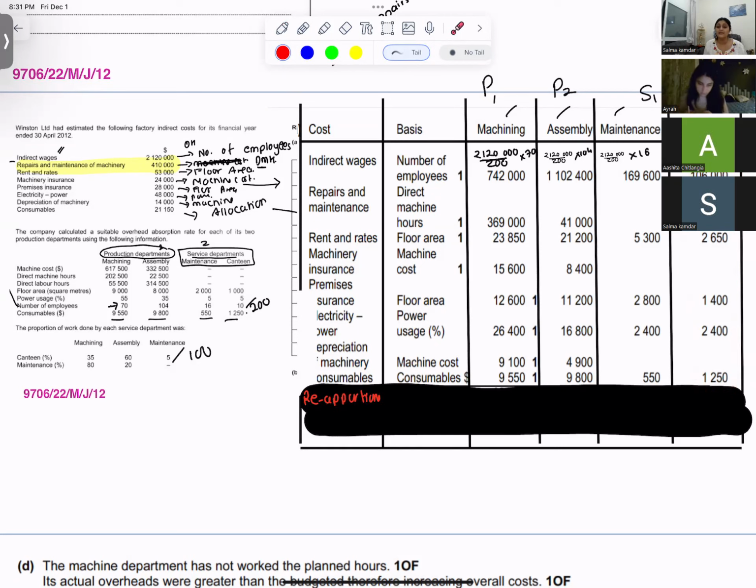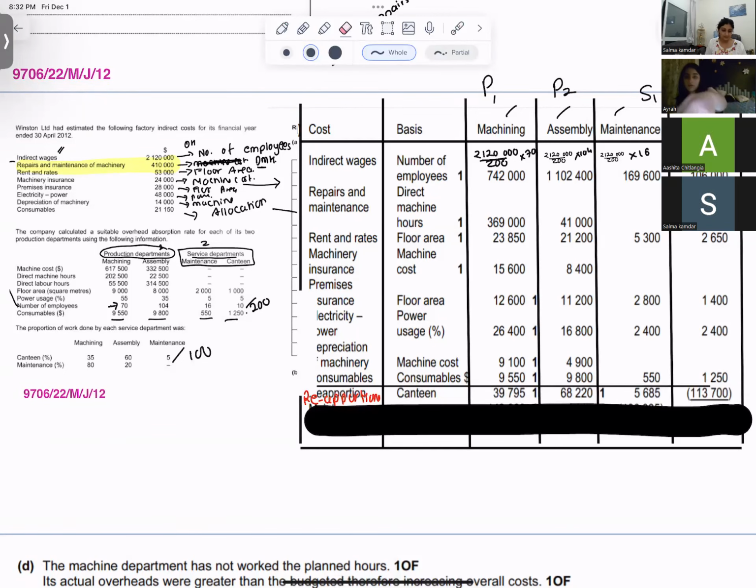I already calculated. I doubt you'll have a calculator or no. How much time does it take? I was confused about what to calculate. Now I got it. You do the total of all these, 107700, and you have to find the total. So what is the total of the canteen department cost? 107700. How did you get 107700? Oh, wait, it's 113,700. Yes, 113,700 will go away from here.